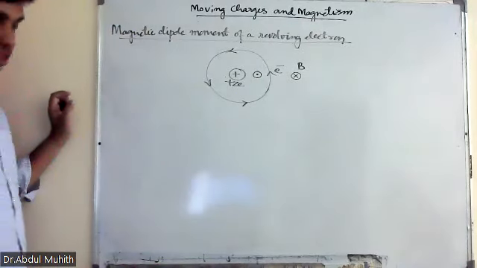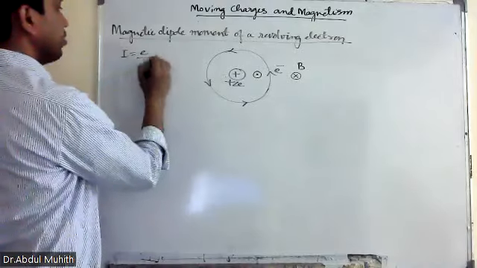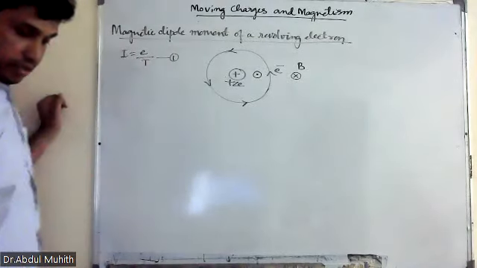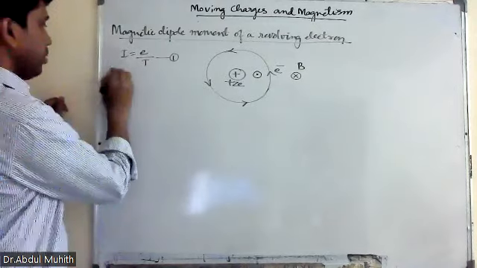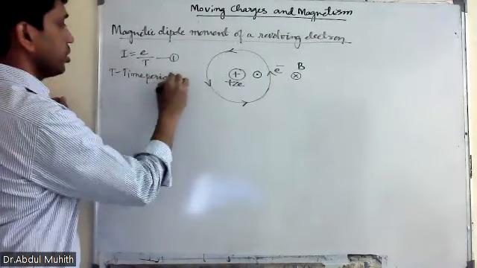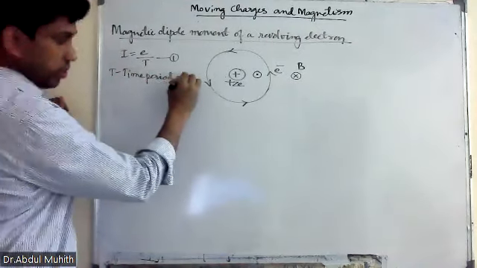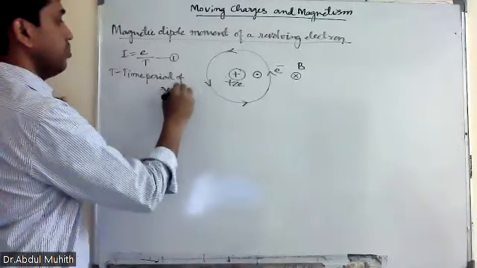Now here, what is the formula? I is equal to e by T, charge by time. That is equation number 1. Here capital T is the time period. Time period means the time taken to complete one rotation, the time period of revolution.